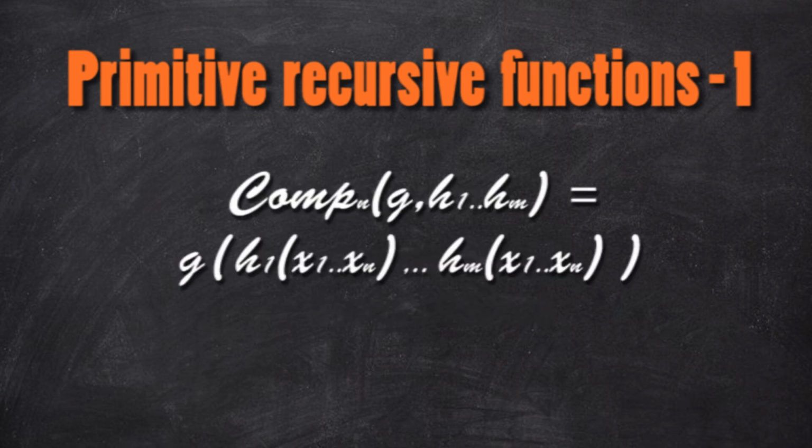The composition is the function g that takes m functions h as argument. Each function h takes n parameters. H and J are primitive recursive.